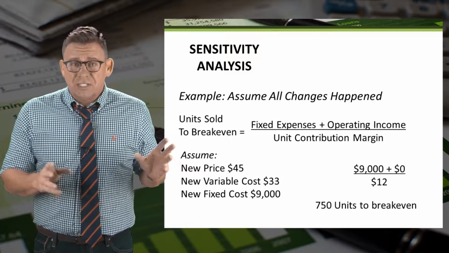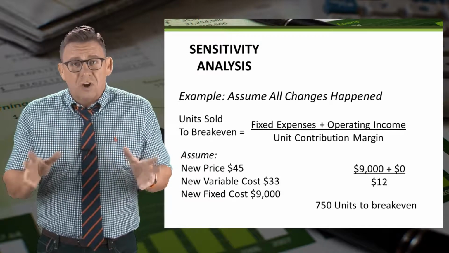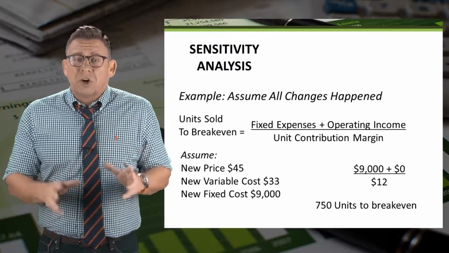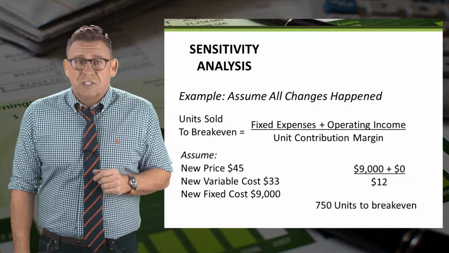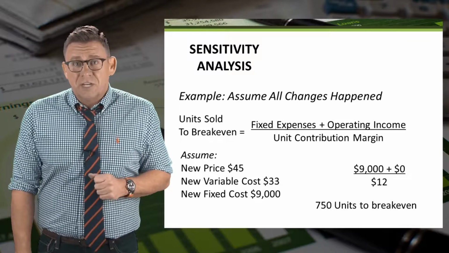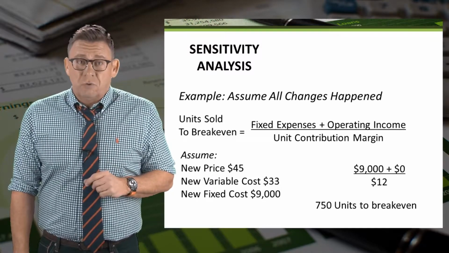Finally, fixed costs decrease from 10,000 to 9,000. When we factor all three changes, we determine that break-even increases to 750 units sold, which is a 50% increase from where we started. Clearly, these changes should be avoided if possible.